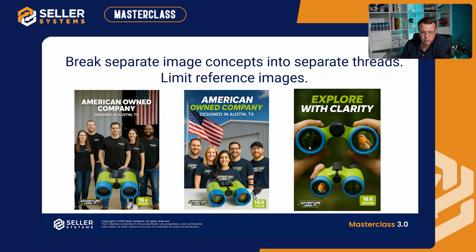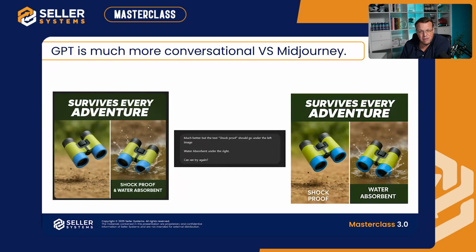The clarity thing was one of the things that they wanted to fix. The zoom angle, remember those were the complaints. GPT is much more conversational, so: survives every adventure, shockproof and water absorbent. So they wanted to make sure that it was sturdy. Remember, we saw that that was one of the complaints. So here was an image. Here was another one. Survives every adventure. Here's a secondary one after it's cleaned up. So much better, but text shockproof should go under the left image. So they moved it over here, right? So it's not perfect. It should probably be divided, but you do get the dirt and the dust coming up, which I think is fantastic. So that was better. So this was another way to iterate.